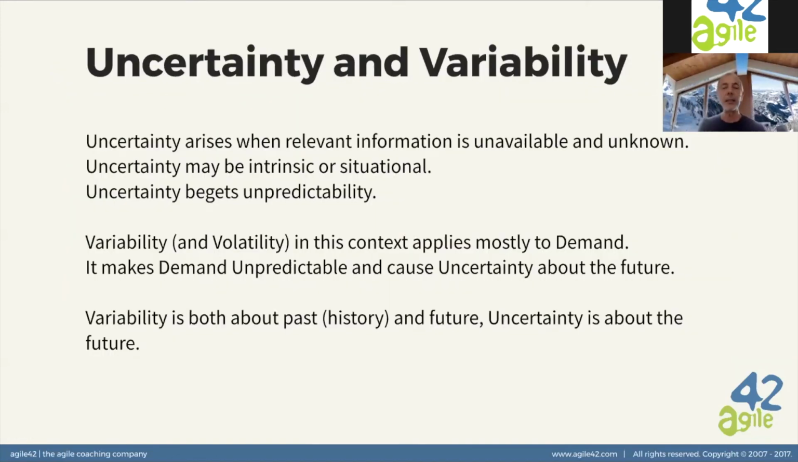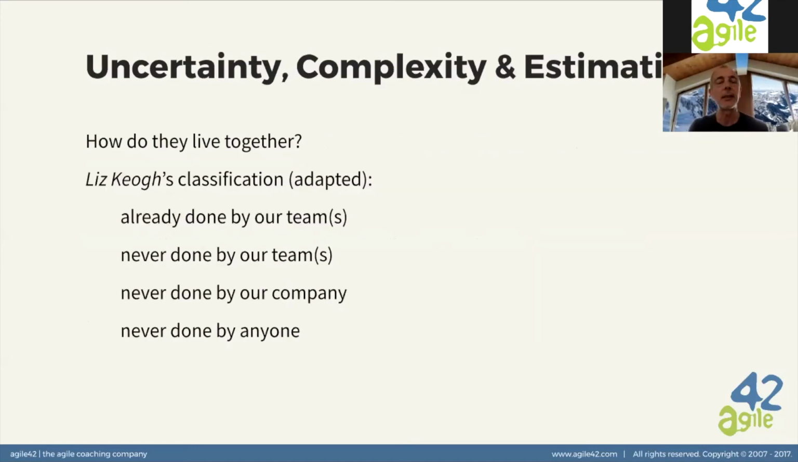Uncertainty and variability. I think we don't have too much time, but it's clear that whenever relevant information is unavailable or unknown, we have uncertainty, and this means unpredictability. If we add to that variability, especially in demand, that makes things even less predictable. So how should we deal with this? Now, let me try to use this classification, slightly adapted from a concept that Liz Skills introduced.